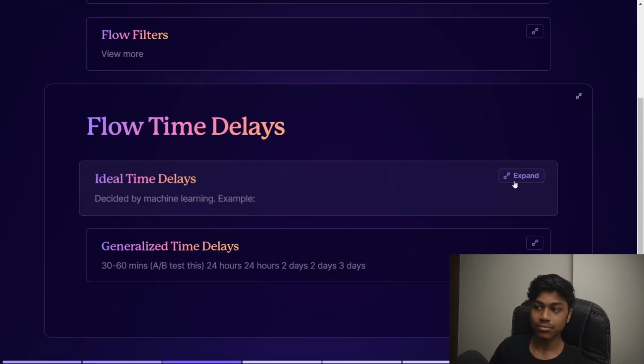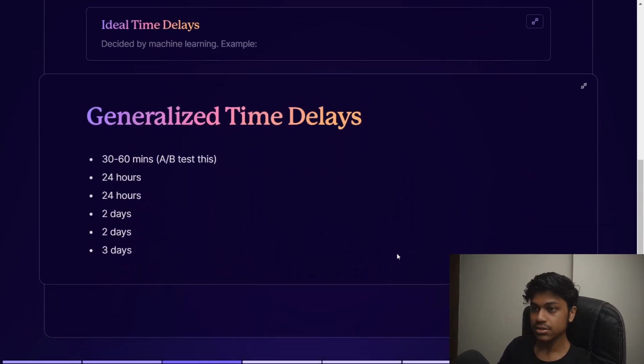However, I understand that most people can't do that, even most agencies can't, and so that is where we would recommend these generalized time delays. You would absolutely want to A/B test this: 30 minutes, 60 minutes. I wouldn't do like 15 minutes, because at that point you might A/B test 15 minutes and you might get more revenue, but that is just the attributed revenue, and that is because the person is still on the Shopify checkout page, and now they received an email.